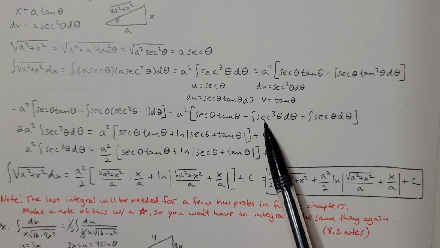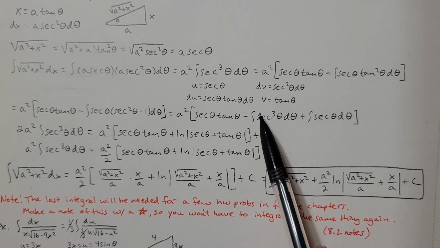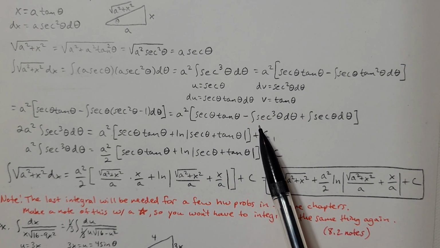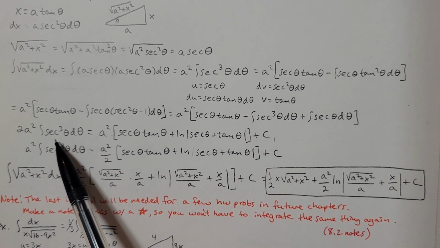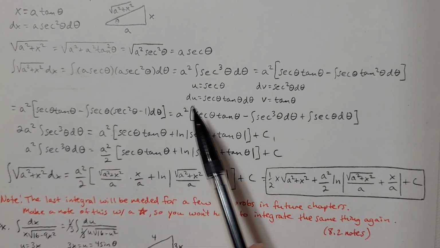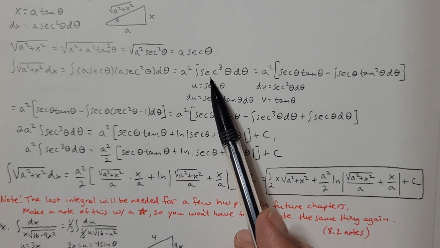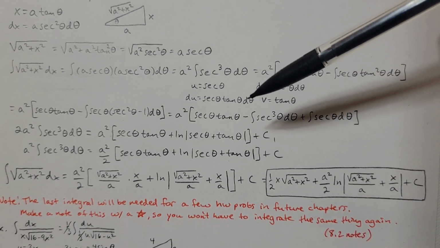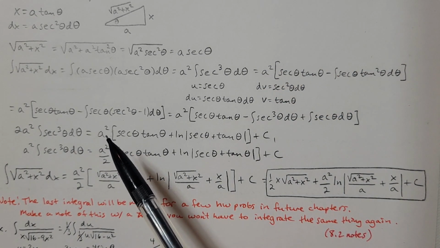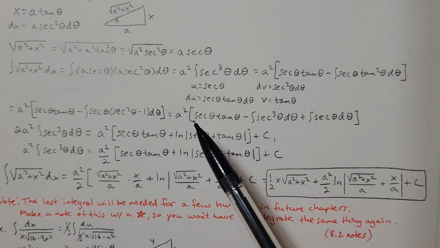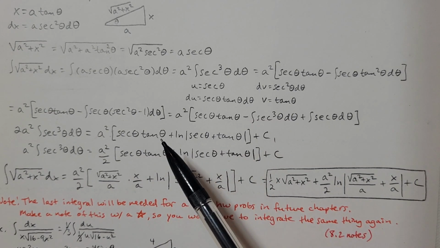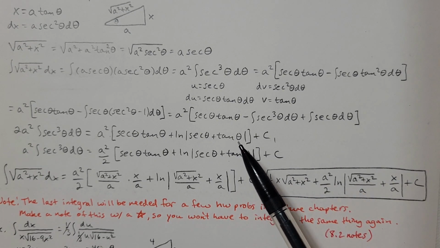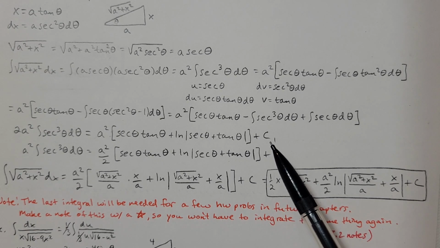So the next thing I'm going to do is add this integral to both sides here. And I've got 2 of these integrals on the left, and that's equal to the leftover on the right, which would be a squared times secant theta tangent theta plus the ln of the absolute value of secant theta plus tangent theta, and then plus a constant.